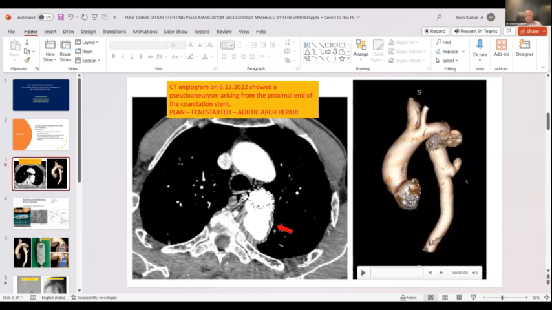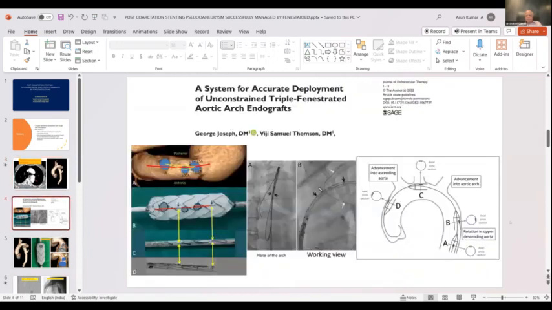The other thing about this was, in TEVARs, trying to preserve the head and neck vessels, and I think what you've demonstrated was an absolutely superb way of using landmarks and getting your graft to point such that the head and neck vessels remain patent. Absolutely superb. This is my chief, sir. He will receive the credit for it.